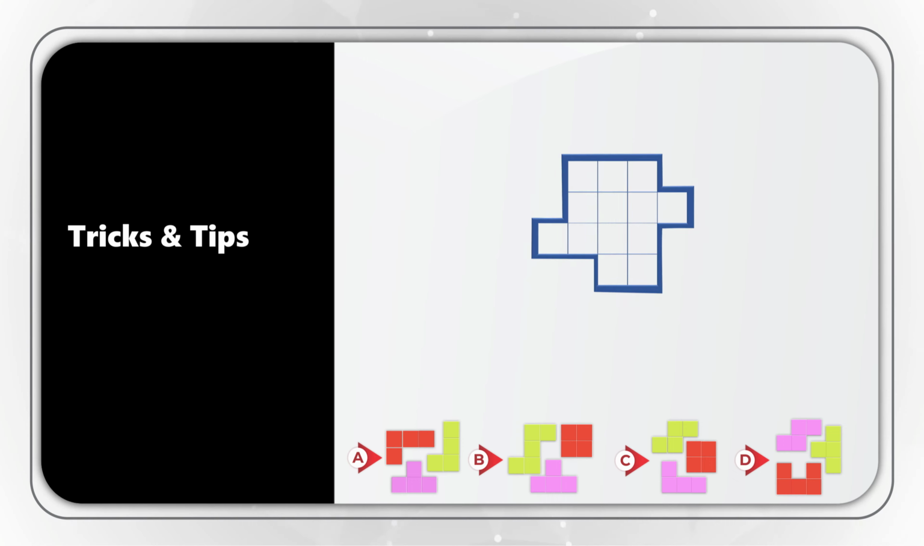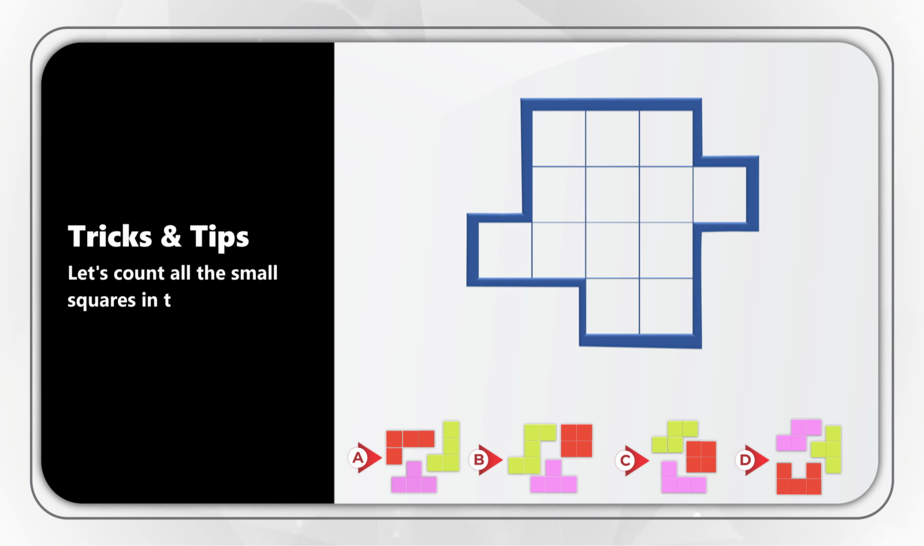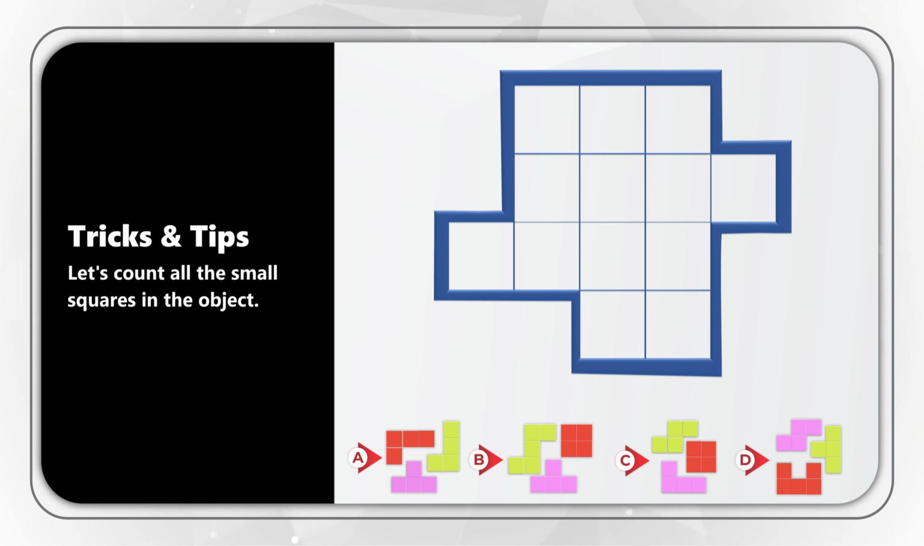Let me show you one little trick here, how you can eliminate some of the answers. Let's look closely at the target object. If we count all the small squares, we get to 13 squares. Let's do that. 1, 2, 3, 4, 5, 6, 7, 8, 9, 10, 11, 12, 13 squares.